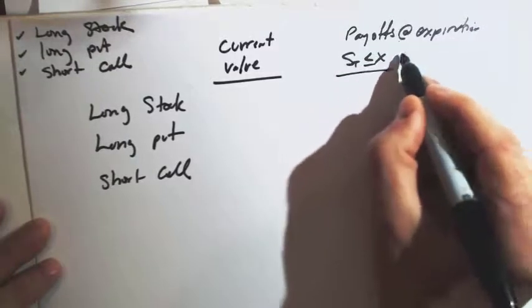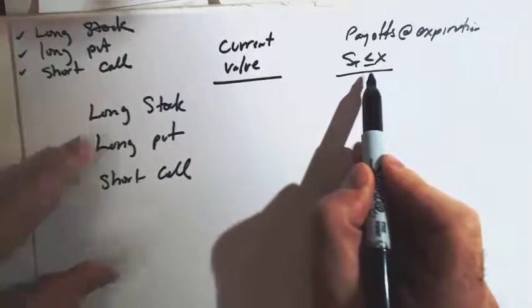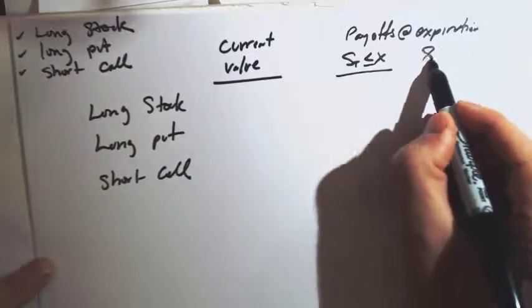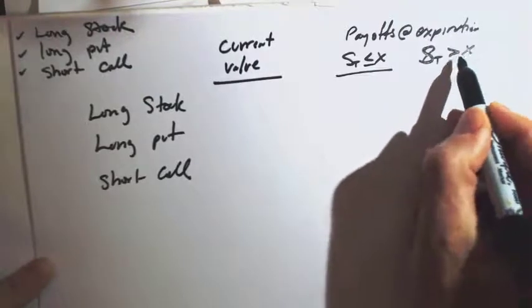And we're going to look at where the stock price is at expiration. Is it out of the money? Or, I mean, not really out of the money because we're dealing with puts and calls. Is the stock below the strike? Or is it above the strike? Okay.